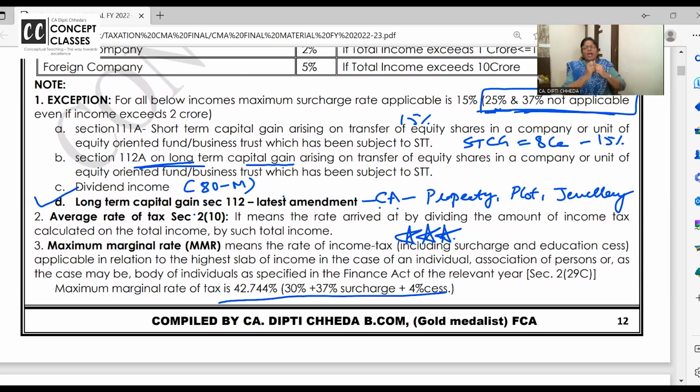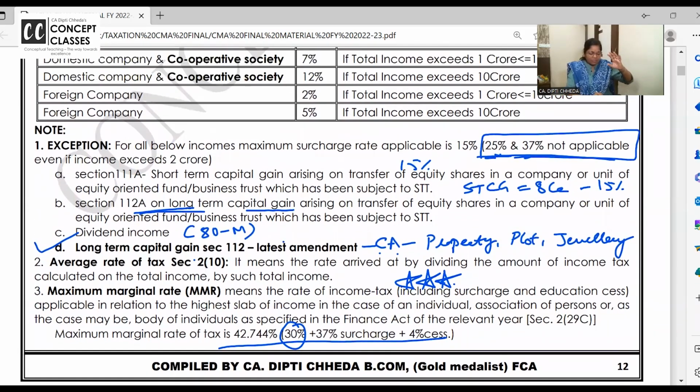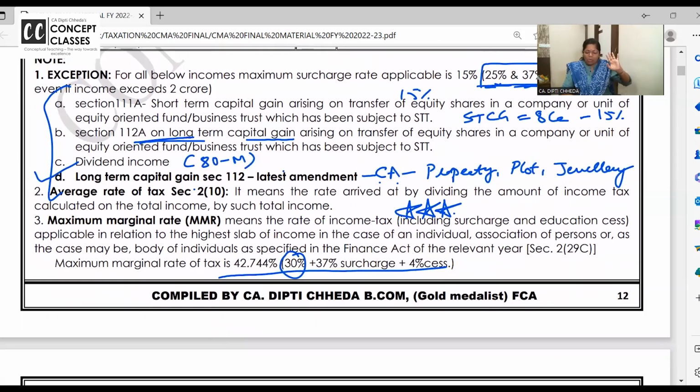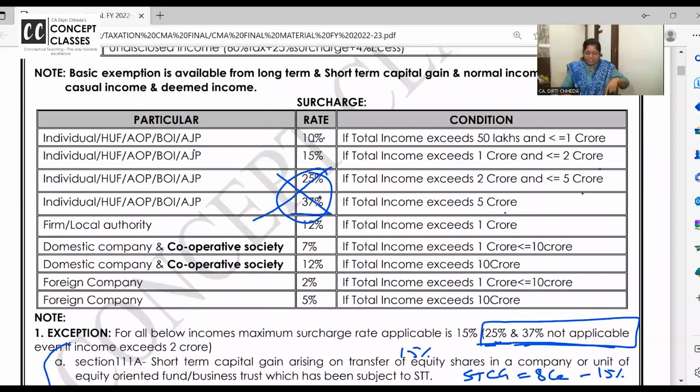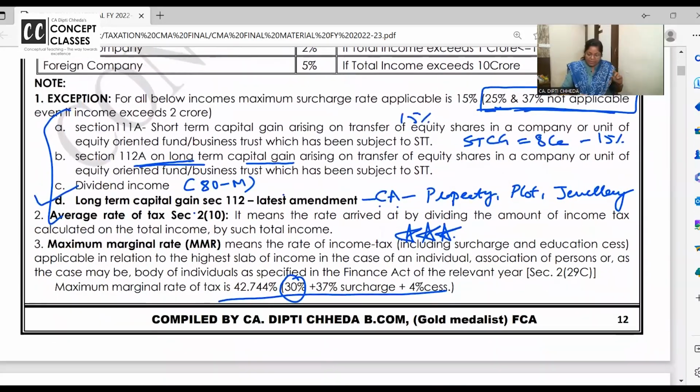It means what? The highest rate of tax as an individual, how much are you paying? 30. On that, what is the highest rate of surcharge? Not these 4 cases. Normally, what is the highest rate of surcharge? Look at the table. 37%. And on tax plus surcharge, what is the cess? 4%. Clear? 4% is the cess. Okay?